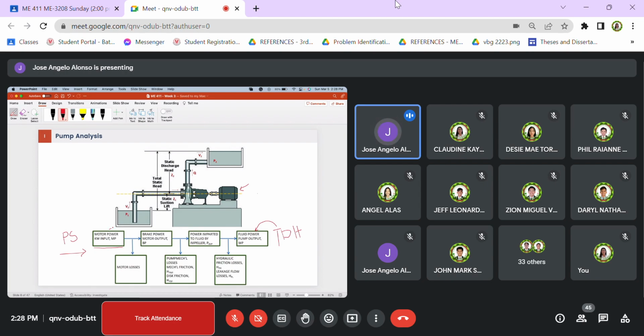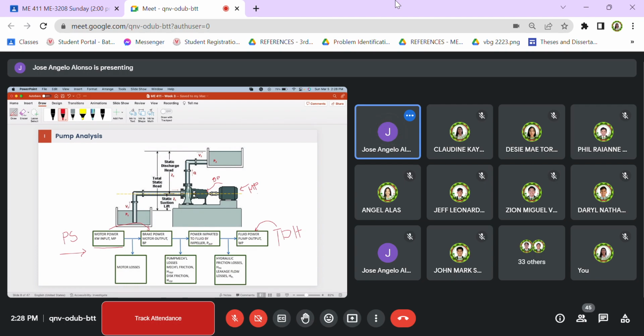So from this side, papatakbuhin ng motor ang ating pump. Pero before that, yung output ng ating motor will be the input ng ating pump, at ito yung tinatawag na brake power or we can call it BP. Here is the motor power. So yung input ng ating motor is what we call the motor power. Yung output naman is what we call brake power or BP.